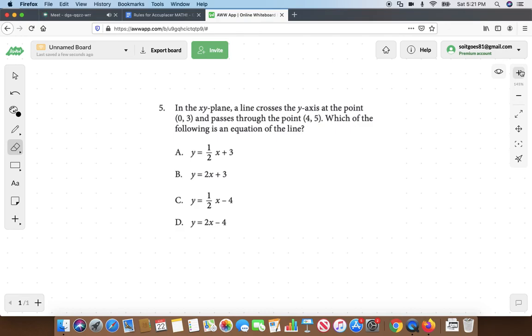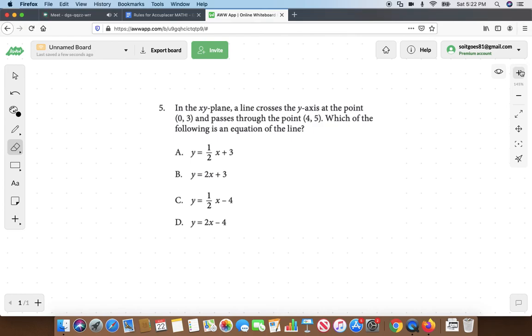How comfortable do you feel graphing lines, Keisha? I hate it. I got good news for you. You don't have to do a ton of graphing on the Accuplacer. There's a way to look at these questions where actually it looks like a graphing question. It's not.